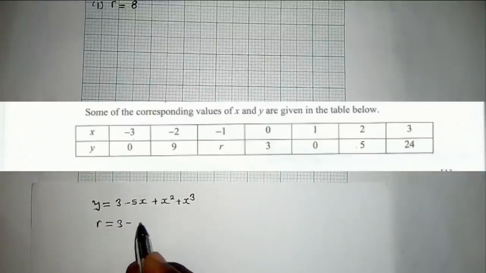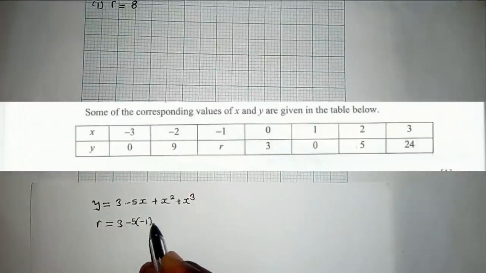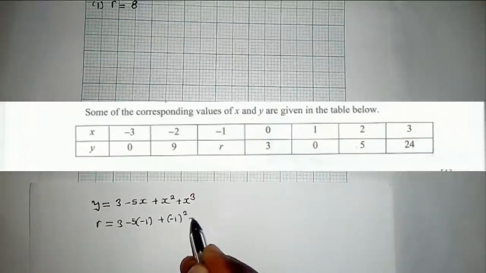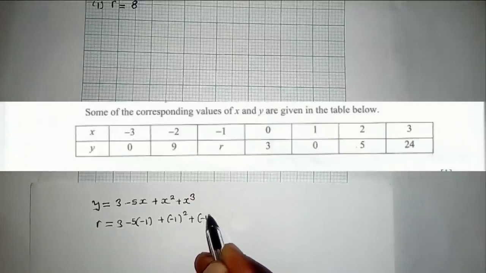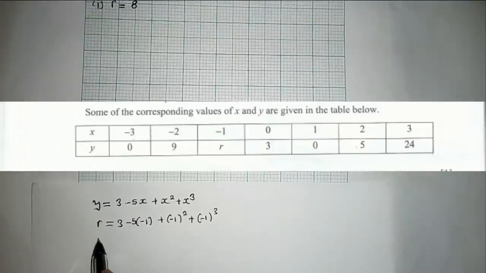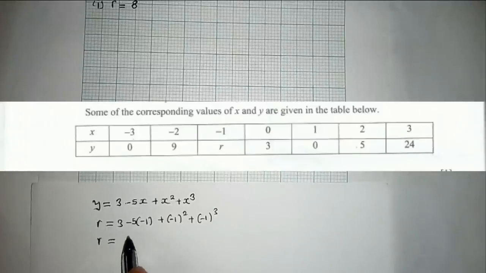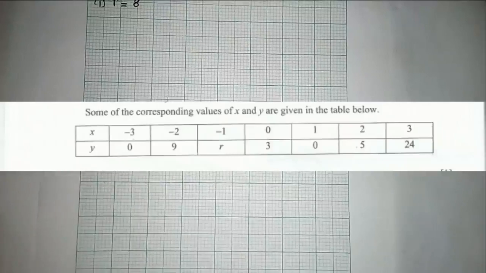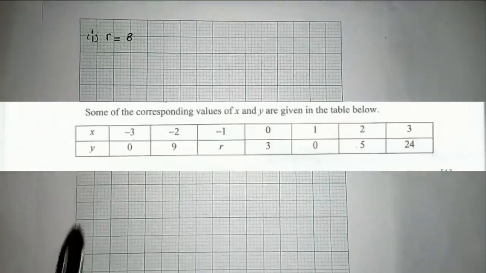Then you copy here. Where you're able to see x, you put -1 plus -1 squared plus -1 cubed. You can punch all these values on your calculator, and when you punch, you find that the value of R will be equal to 8. So you write your 8 here. This is where you put your 8.